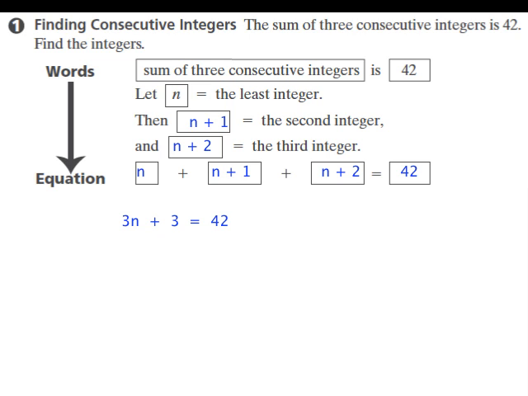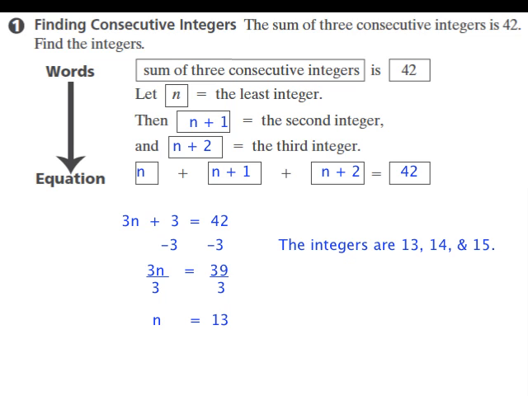We're going to subtract 3 from both sides of the equation, so we're left with 3n equals 39. Now we're ready to divide both sides by 3. 3n divided by 3 leaves us n, and 39 divided by 3 is 13. So n equals 13. So the least integer is 13. The second integer then would be 14, and the third integer is 15.